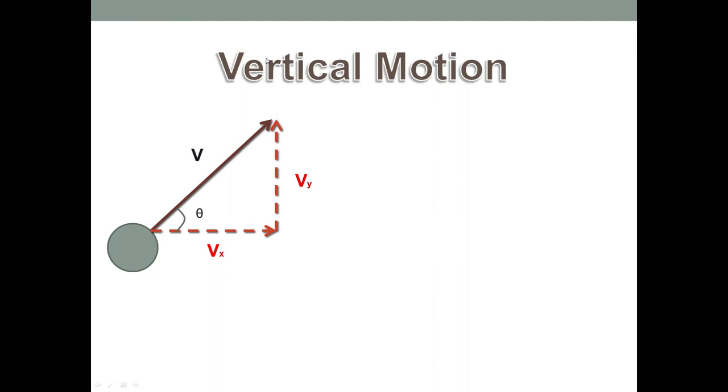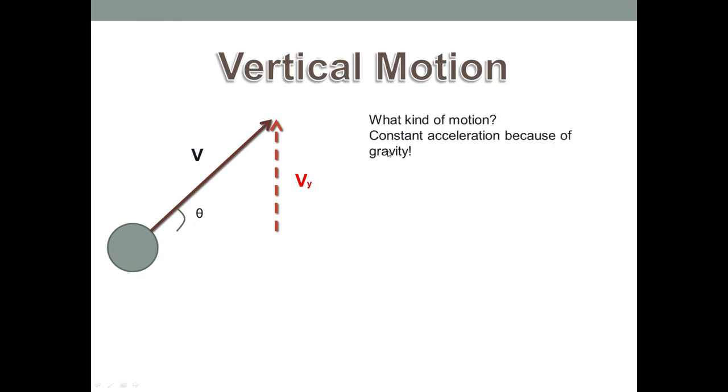For now, we're going to care only about the vertical movement, the vertical motion. So we're going to ignore v of x and just focus on v of y. The first question you need to ask yourself is, what kind of motion is the vertical motion? It's basically free fall, right? Because there's gravity working on it. We're assuming that we're throwing the ball on Earth where there's gravity. So your vertical motion, your v of y, is a constant acceleration movement.